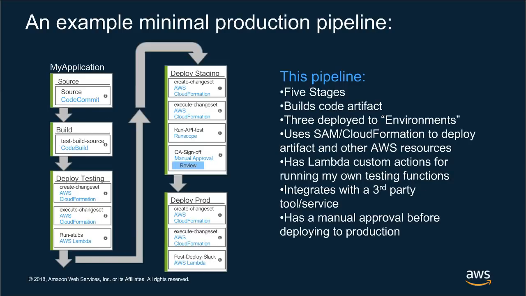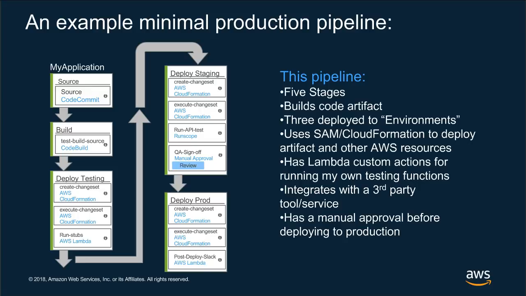Now we could expand upon this by adding the environments that we would need for staging and production. This example builds off of my development pipeline by adding, as we see here, 2 more stages, one that I call staging, one that I call production. In this case, I'm continuing to show use of CloudFormation, as well as other tests using, in this case, runscope. We also see here a manual approval.